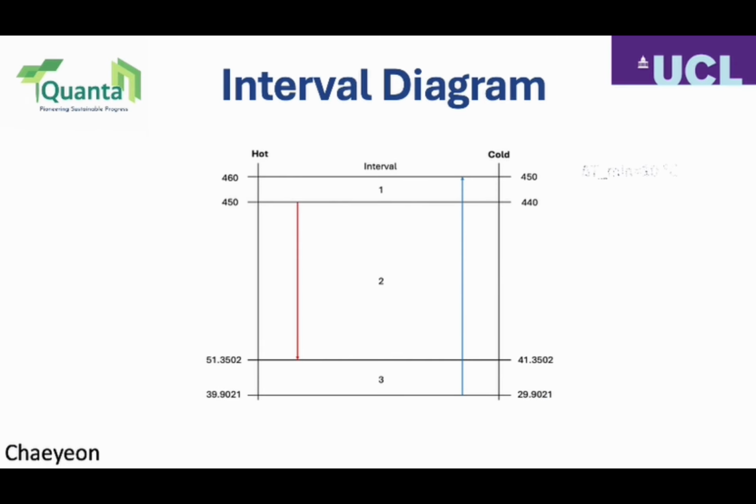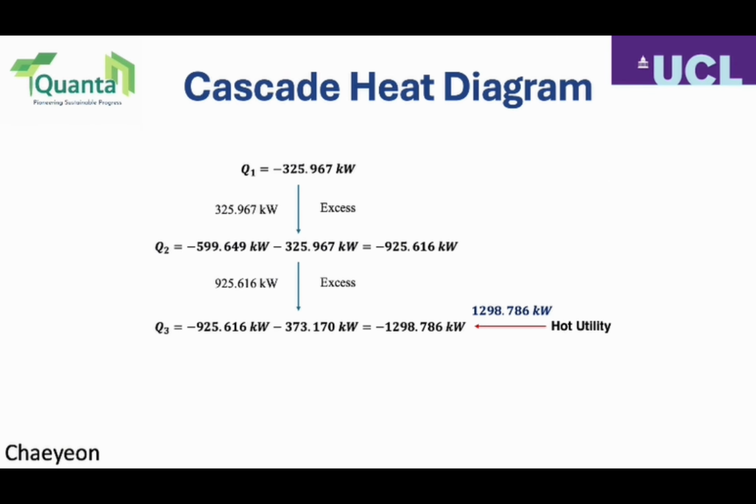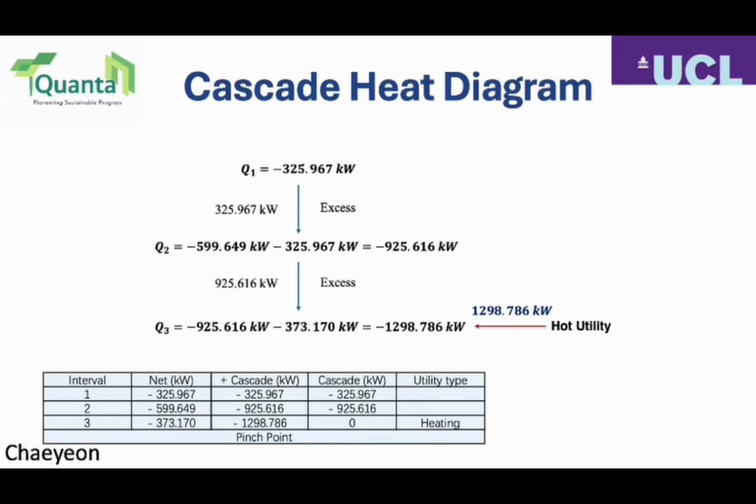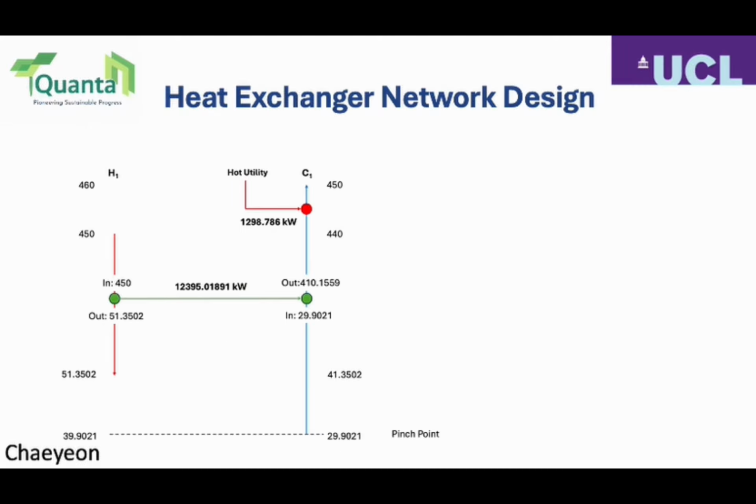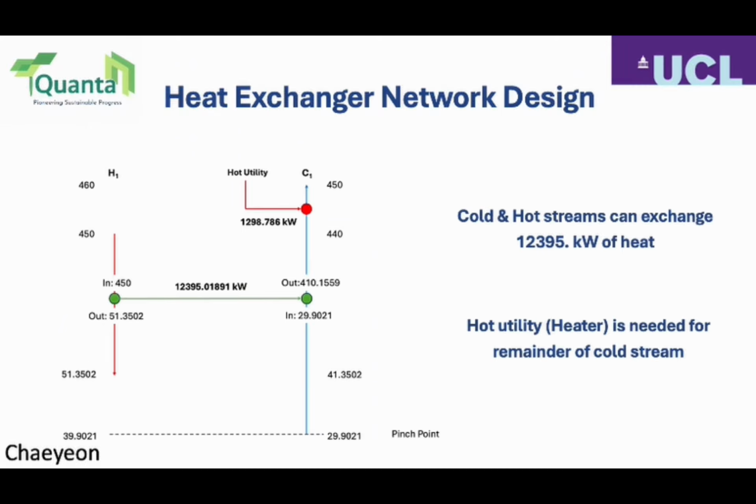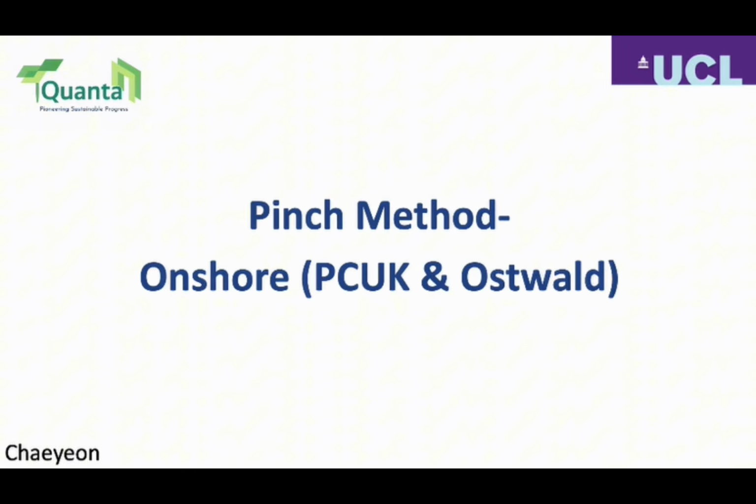And this is the interval diagram for Haber-Bosch. And this is the cascade heat diagram. From this diagram, we can see that the pinch point is below the interval 3, and we need hot utility. And this is the heat exchanger network diagram that shows our design from pinch analysis, PCUK and Ostwald.